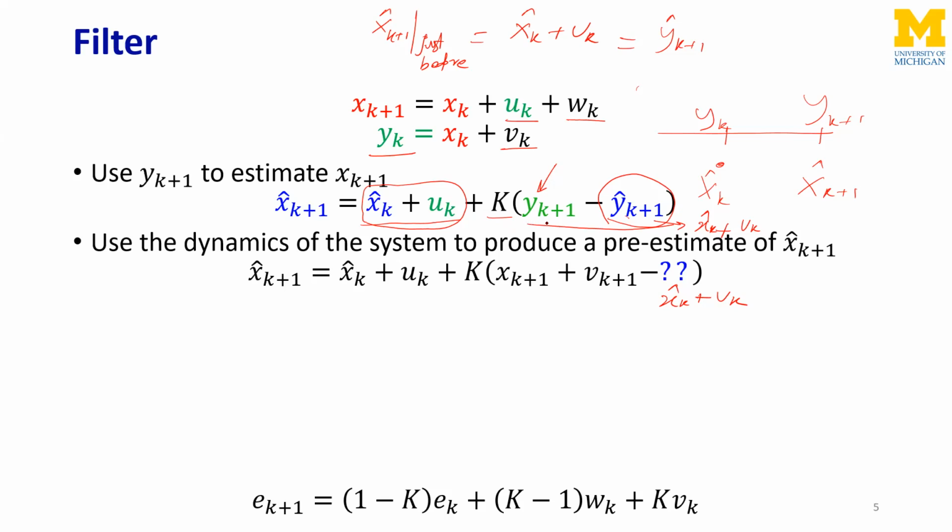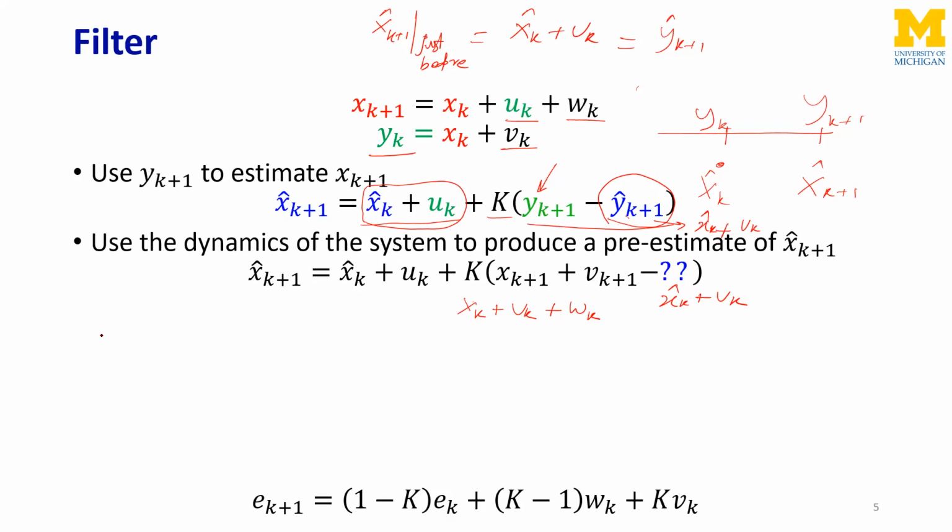And now this measured output yk plus 1, using this equation, is xk plus 1 plus vk plus 1. Now we know what xk plus 1 is. xk plus 1 is actually given by this equation. So I'm going to write that part also, xk plus uk plus wk.